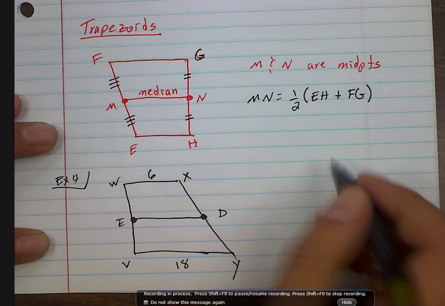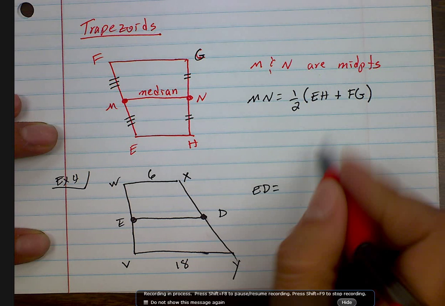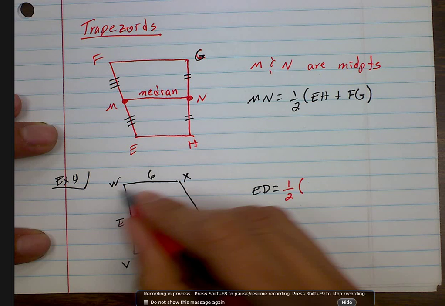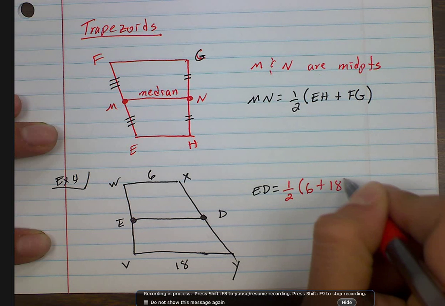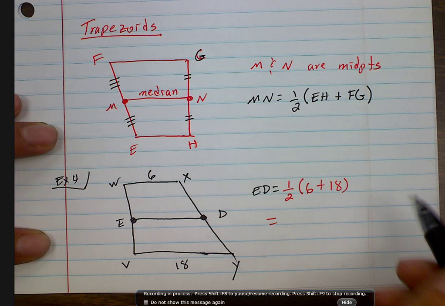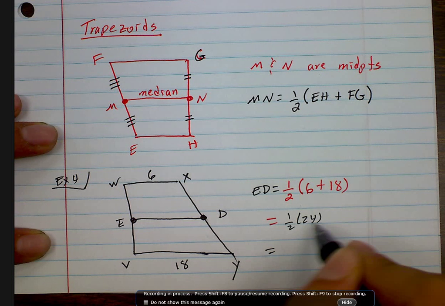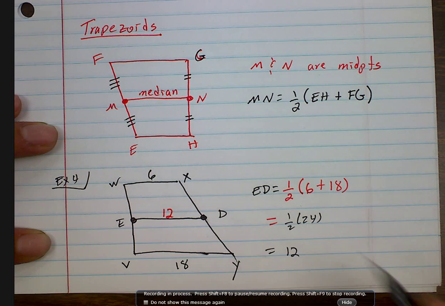So now to find ED, all you have to do is add the 2 bases divided by 2. So it's 1/2 of WX, which is 6, plus VY, which is 18. So that means you get 6 plus 18, that is 24. So you get 1/2 of 24. And that is half of 24, that is 12. So that means ED is equal to 12 units.